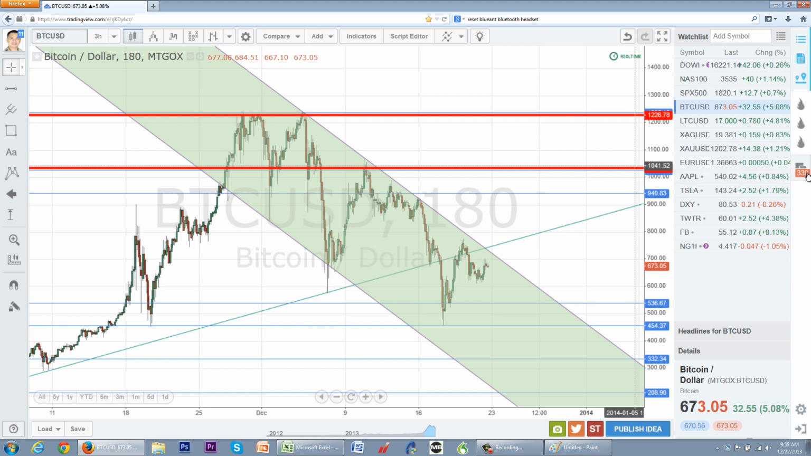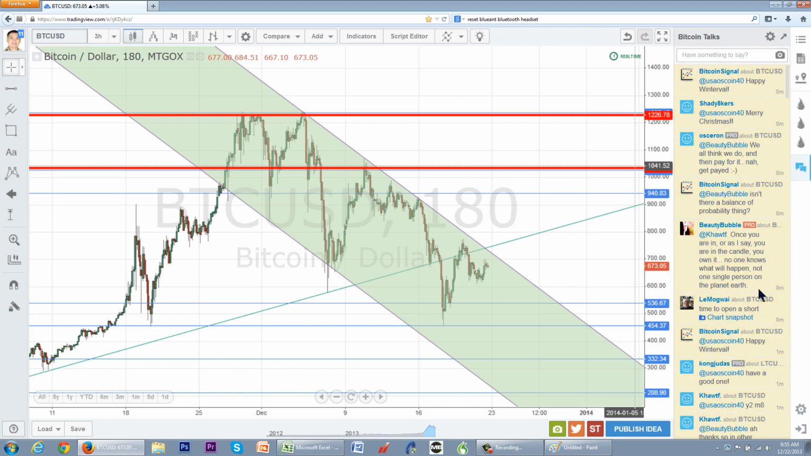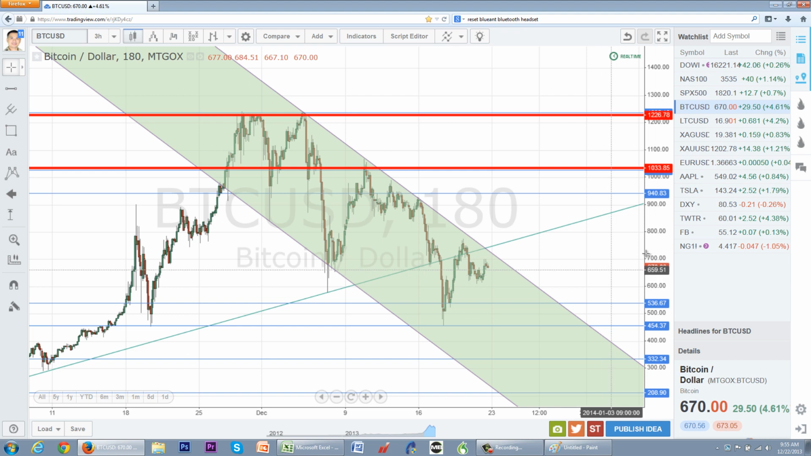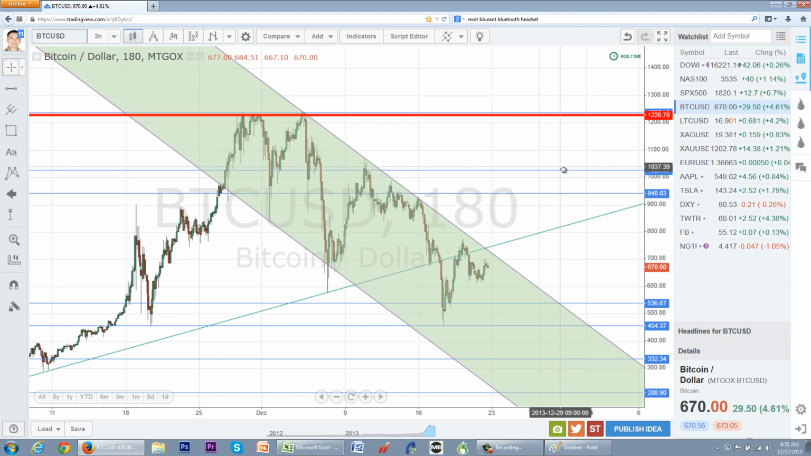Here's a good warning. You see this chat roll right here? See how it's not moving? When this chat roll is not moving, that's when you make a decision to enter or exit the market. When that chat roll is moving at 100 miles an hour, that is not the best time to make a decision to get in or out of a trade.